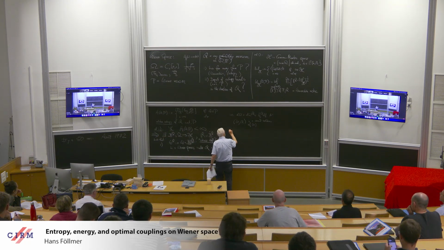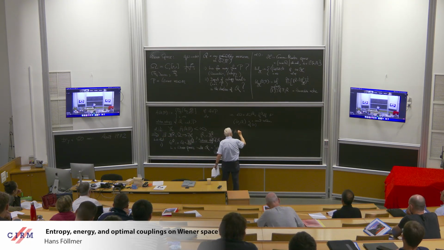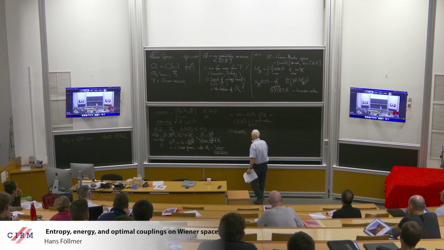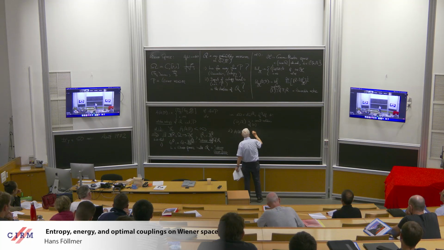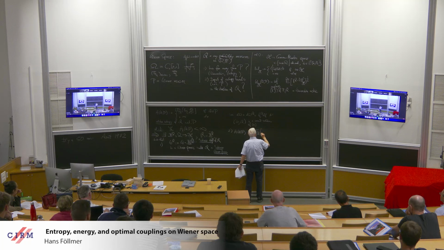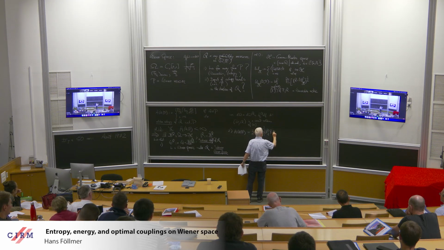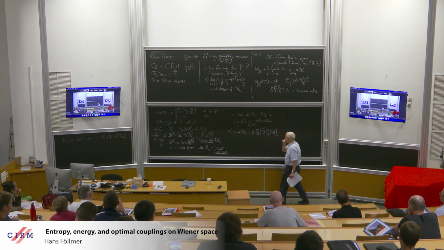And the second part is that the relative entropy can then be expressed in terms of the intrinsic drift as expectation under Q of this.